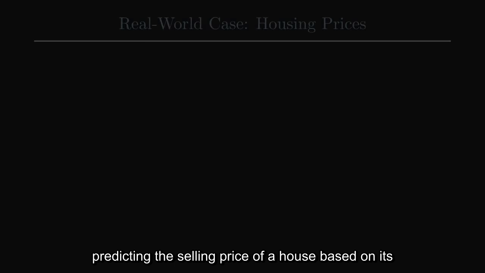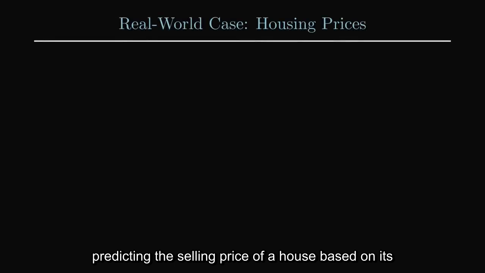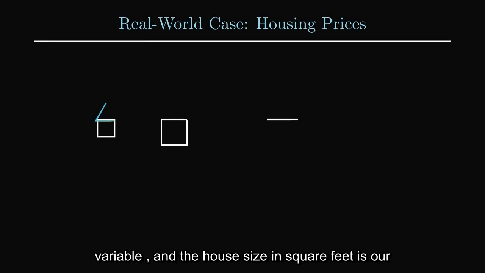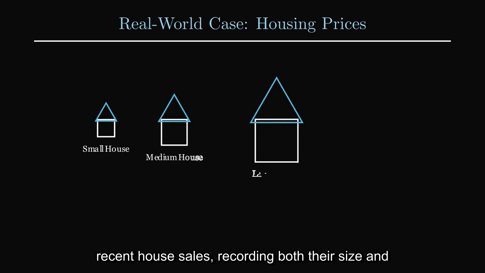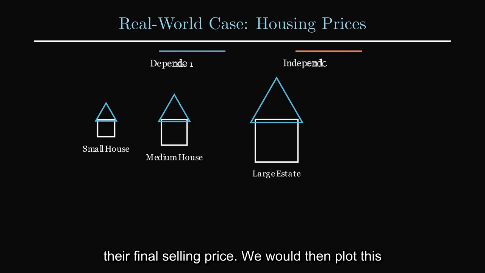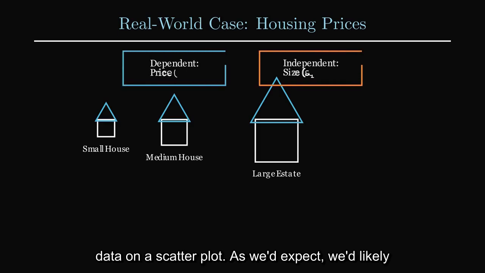Let's consider a practical, real-world example: predicting the selling price of a house based on its size. Here, the house price is our dependent variable, and the house size in square feet is our independent variable. We collect data from many recent house sales, recording both their size and their final selling price. We would then plot this data on a scatter plot.